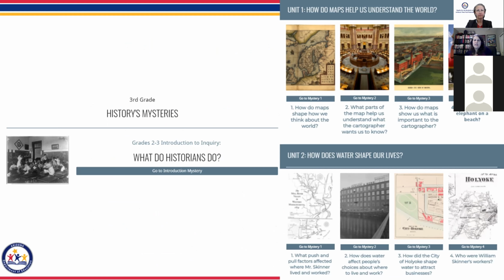Okay, another resource that we love that uses a lot of primary sources, secondary sources, and inquiry is History's Mysteries, which was created by the Library of Congress for elementary teachers. So each grade level, they have mysteries where students do the work of historians and they go through some various tasks. So there's an introduction inquiry that students would start with about what historians do. So they learn how to do a process.